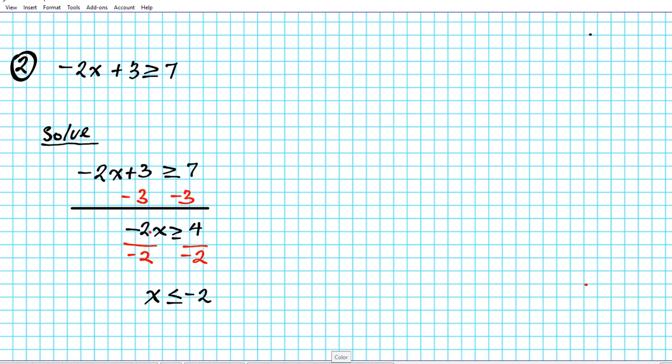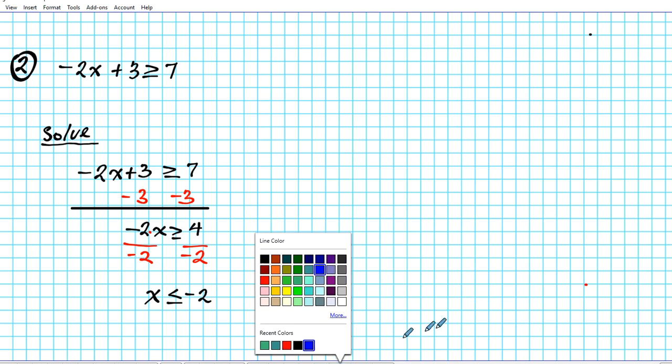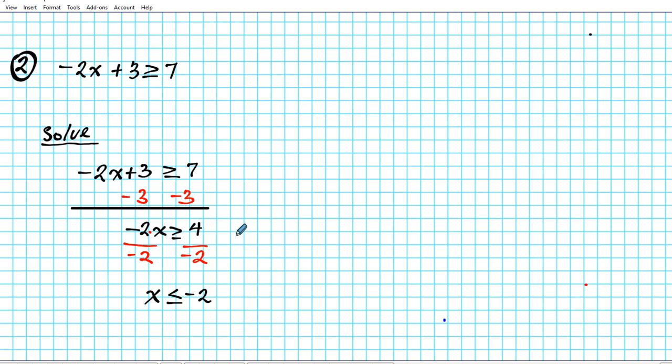Okay? So let's write a little note to ourselves so we don't forget. What's the note? You want to note the following. Note: you switch the inequality symbol whenever you multiply or divide by negative. Okay? Very important. So that's why I'm putting a note to self here.